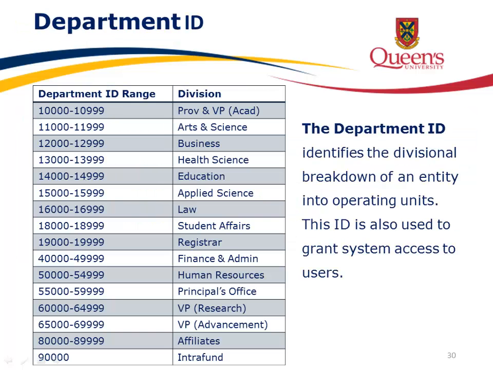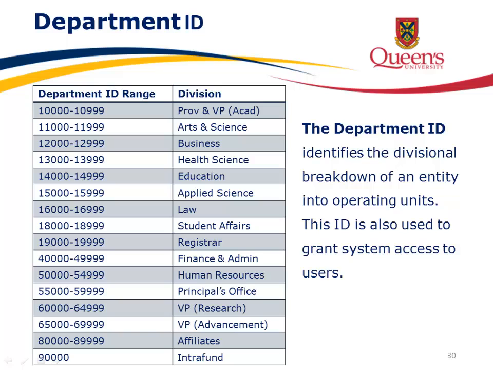Now let's talk about the 5 remaining ChartField types, beginning with the department ID. This ID identifies the divisional breakdown of an entity into operating units. This ID is also used to grant system access to users. For example, department IDs that fall within the 11,000 range are departments that report to the Faculty of Arts and Science area. IDs that fall within the 18,000 range are departments that report to the Student Affairs area.